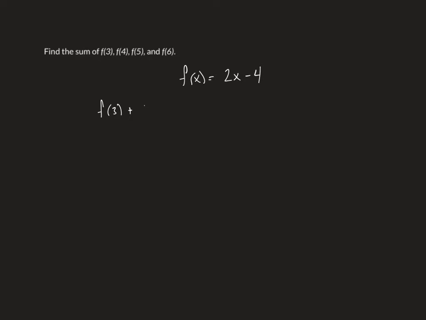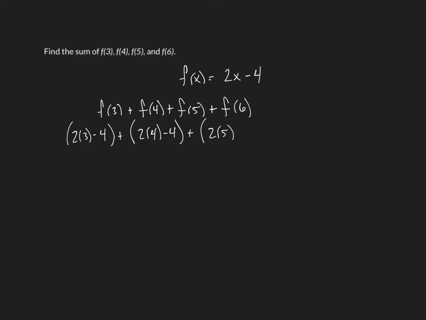So what I want to do here is add all of those together. F of 3 plus f of 4 plus f of 5 plus f of 6. So I have to find these individually, and then I have to add them all together. So f of 3 is going to be 2 times 3 minus 4, plus f of 4, which is 2 times 4 minus 4. F of 5 is 2 times 5 minus 4, and f of 6 is 2 times 6 minus 4.